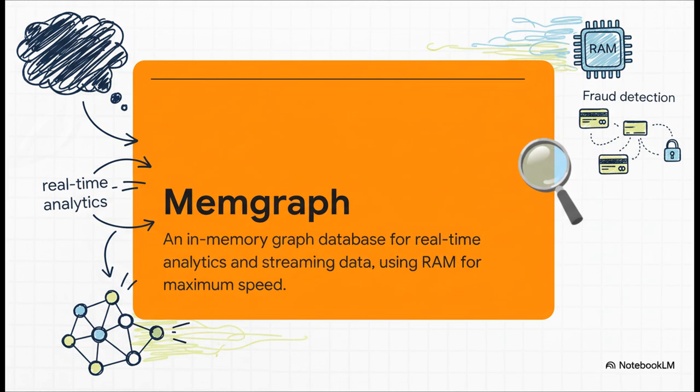And the secret sauce to all of this is that Memgraph is an in-memory database. What does that mean? It means it keeps the entire graph, all of it, in your computer's RAM. By doing that, it completely sidesteps the single slowest part of any traditional database, actually reading data from a spinning physical disk. And that is how it can deliver answers to really complex queries in sub-millisecond time.